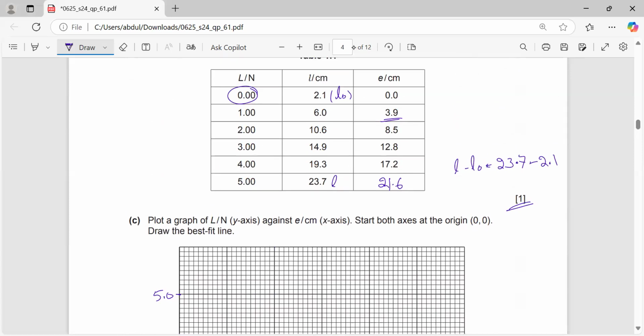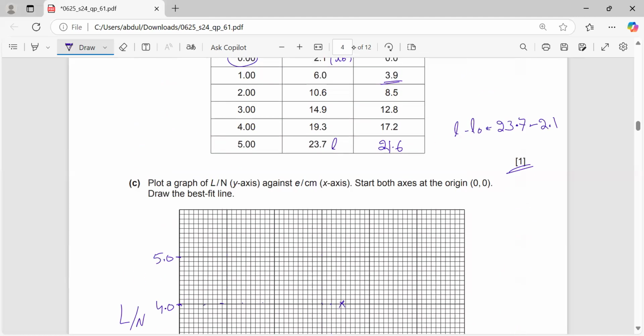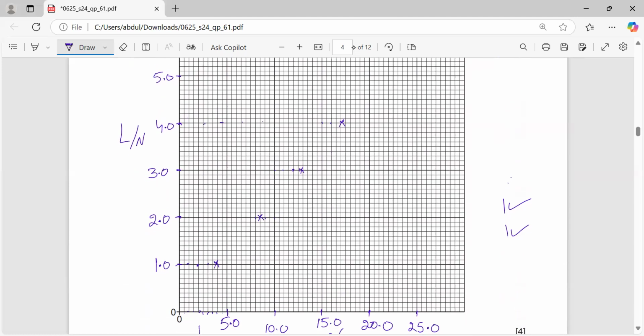And then at 4 newton it is 17.2. At 4 newton, this is 15. So we need to get 17.2. So 15, this is 16, this is 17, almost at the same point, 17.2. And then, my dear friend, the last value is 5 and it is 21.6. See, 5 and 20, this is 21, this is 21.5, so almost here.